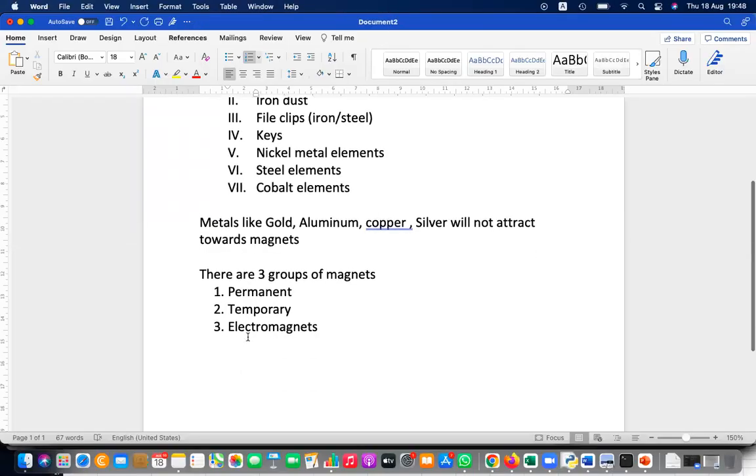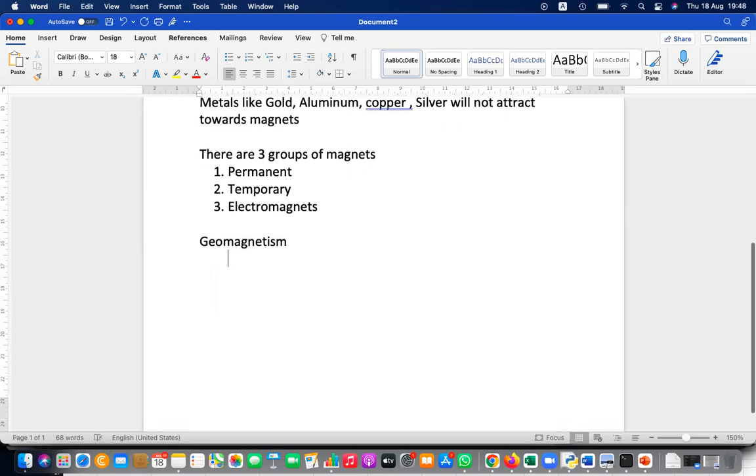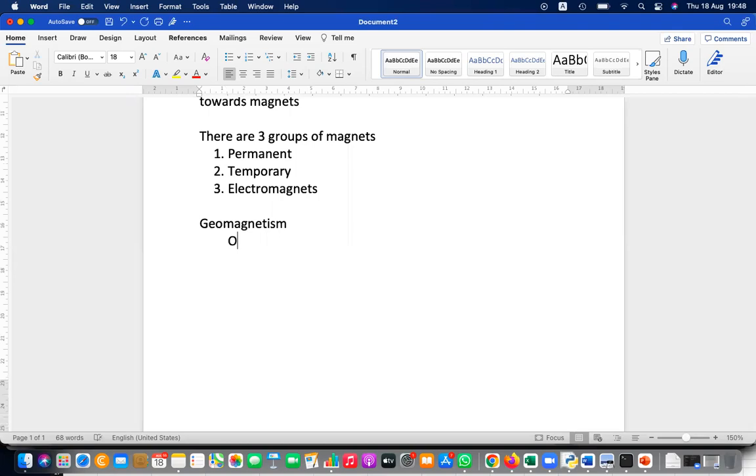Okay, so shall we write this note? Geomagnetism. Our planet Earth is also acting like a large magnet, with a magnetic field.